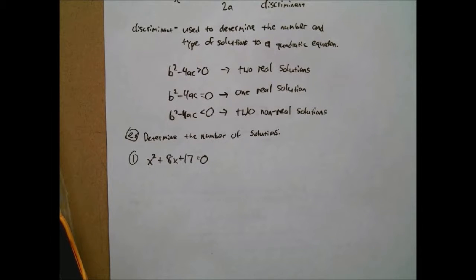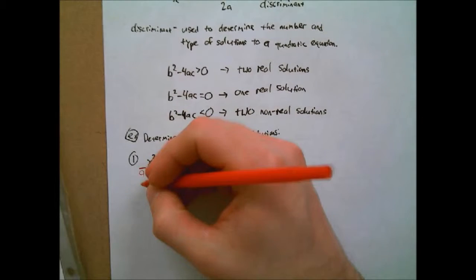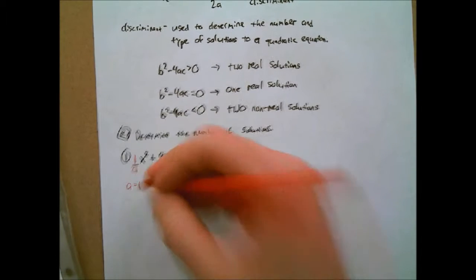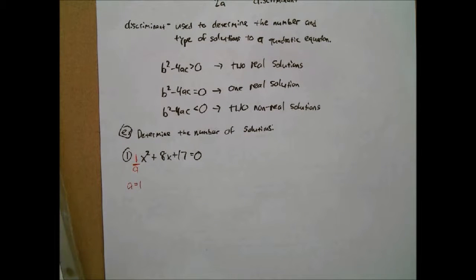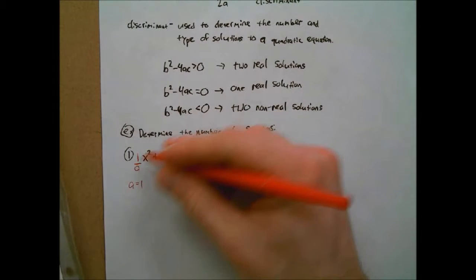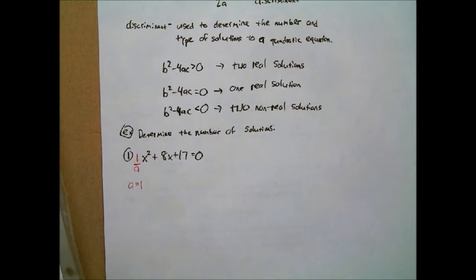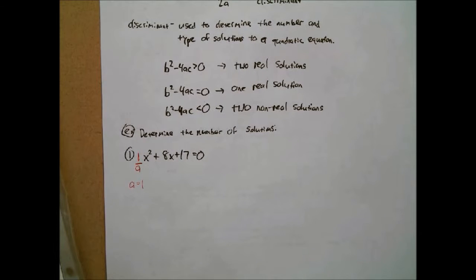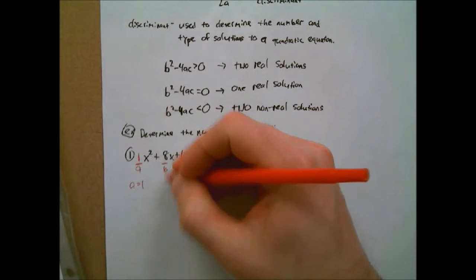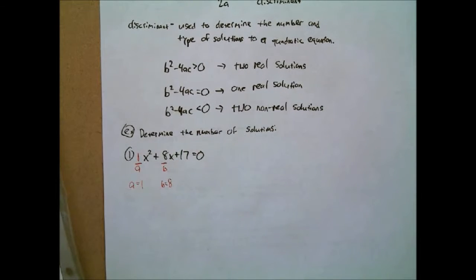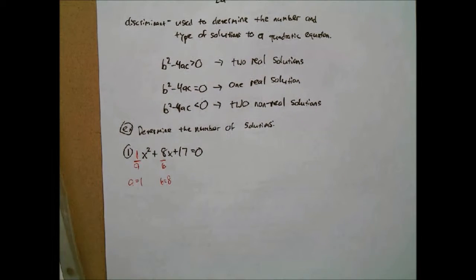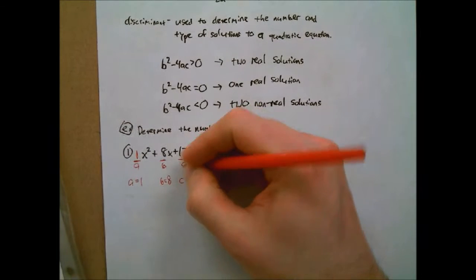In this problem, what is my a? x squared. But what's the number in front of the x squared? A 1, right? So right there, there's my a. It's a 1, so a equals 1. Very good. What's my b? What number is it? Which one of these numbers is b? That would be next to the x, the 8, exactly right. So b equals 8. And then what's our c here? 17, you got it. We want to be able to identify those.